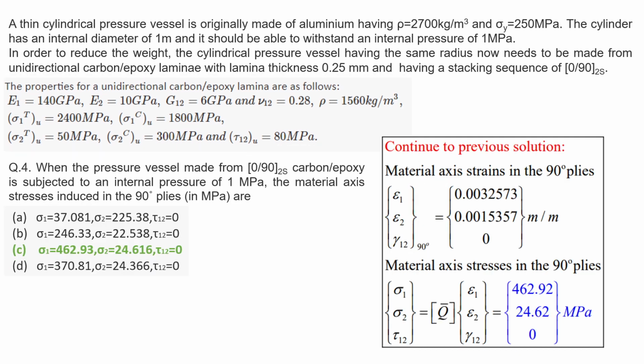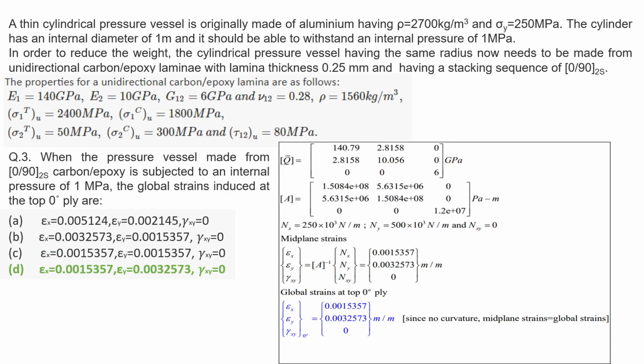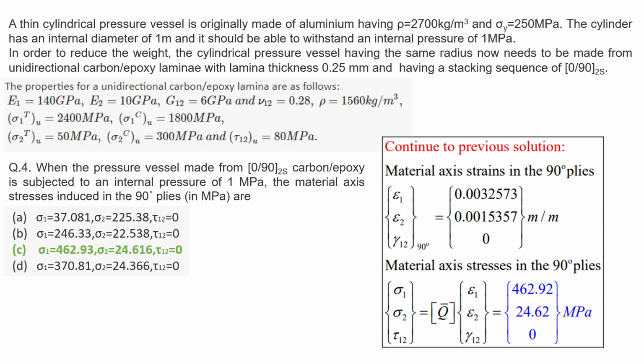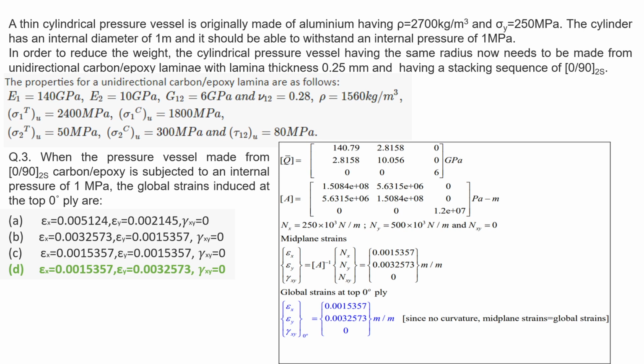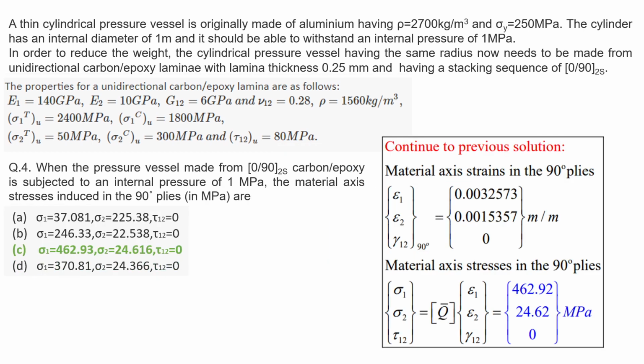Now they have asked here to find the material stresses at the 90-degree ply. The first thing is we have to change the global strain to material strain. For that we will use the transformation matrix to convert from the global strain to the material axis strain for the 90-degree ply. In the first step we got epsilon 1, epsilon 2 and gamma 1 2. So these are the material axis strains at the 90-degree ply.